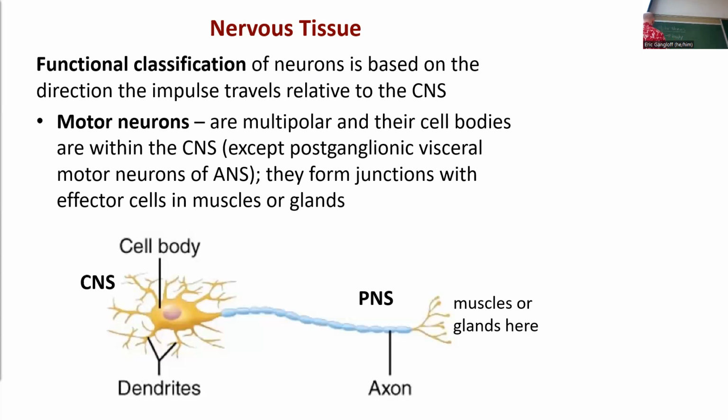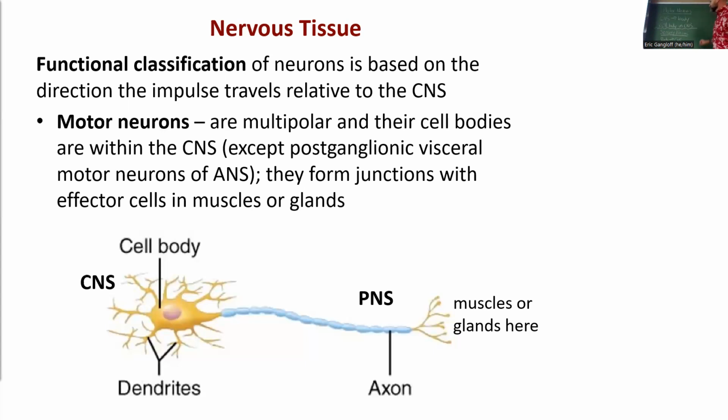Sensory neurons, on the other hand, deliver information from the body, the external or internal environment, to the central nervous system, and they have their cell body in the peripheral nervous system. Make sure this shows up on the camera there. There you go. So that's the two big takeaways that I want you to know here.